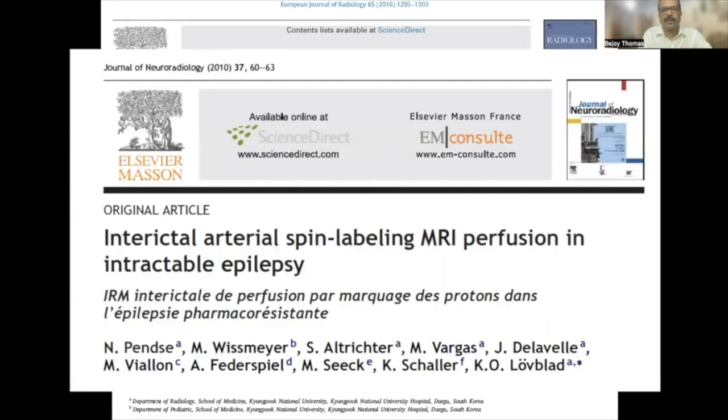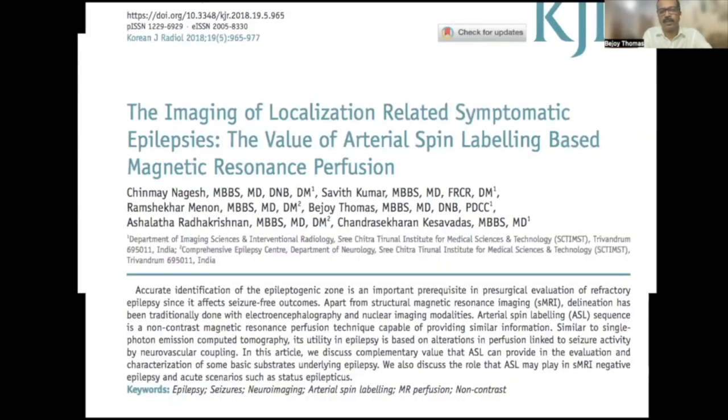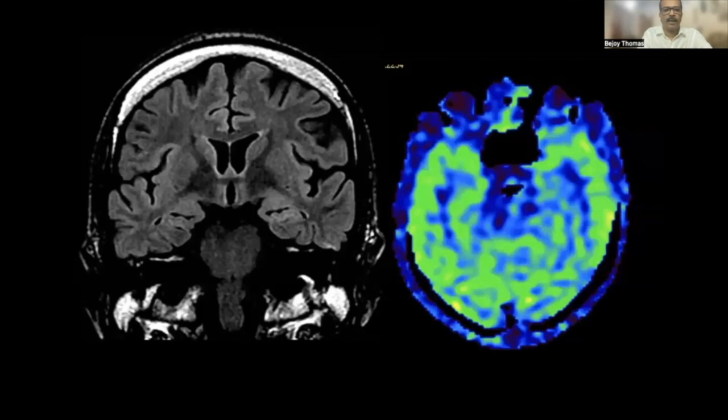There are several papers comparing interictal perfusion studies based on ASL as well as SPECT and PET, and we have also recently published on PET imaging as well as perfusion ASL imaging in finding out the substrate localization in epilepsy. For example, in this case you can see in the left hippocampus there is hyperintensity and some volume loss. This is a case of left hippocampal sclerosis. In the corresponding ASL image you can see there is hypoperfusion compared to the opposite hippocampus. The medial temporal lobe is showing hypoperfusion in an interictal state.